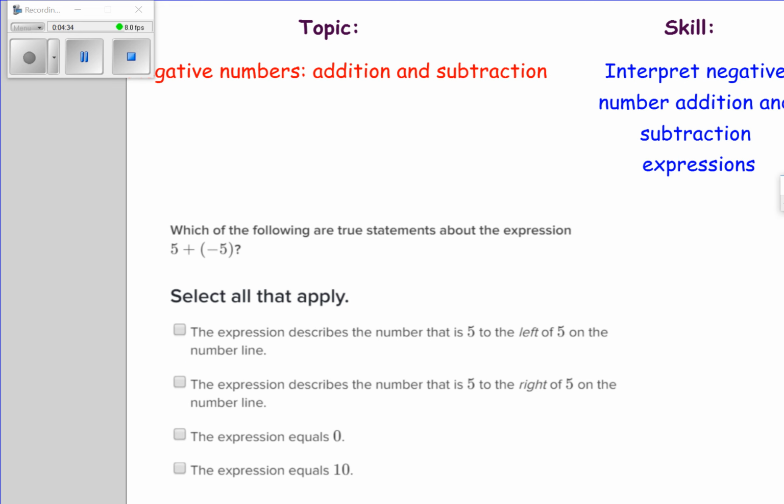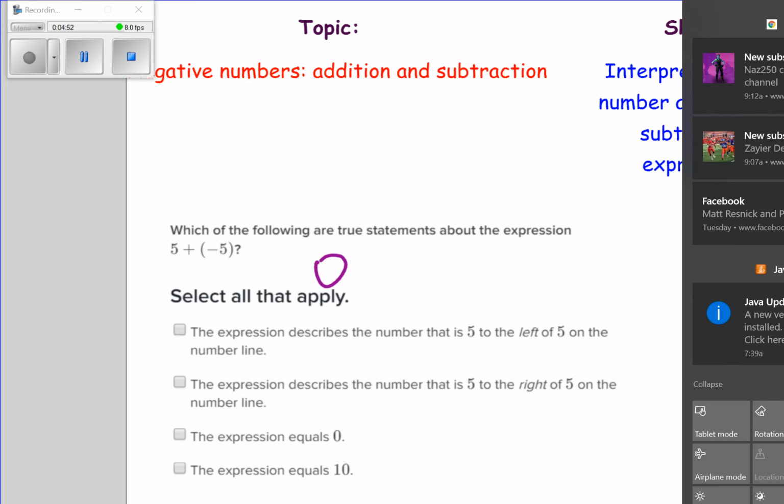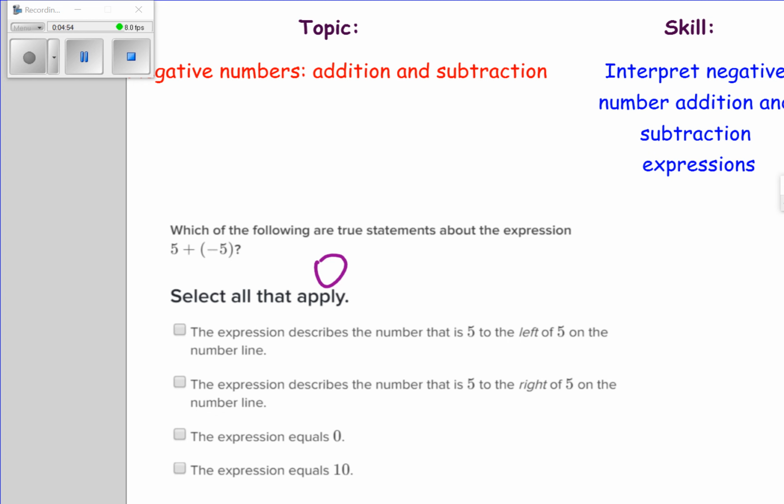Which of the following statements are true about the expression 5 plus -5? Well, we know that it's 0, because 5 plus -5 is 0. So let's try this without looking at the number line below. The expression describes the number that is 5 to the left of 5 on the number line. So if this is 5 on the number line, this is negative 5, let's say. 5 to the left of that is 0, so that is true.